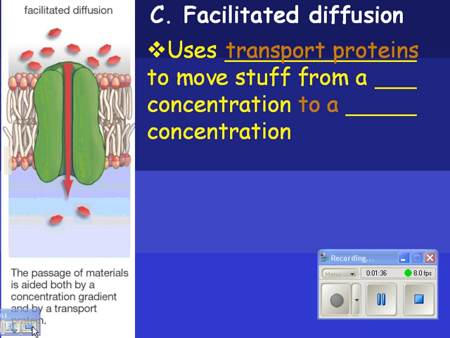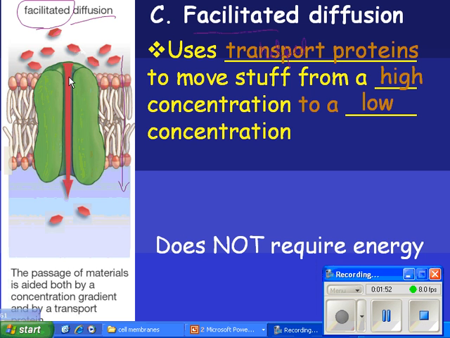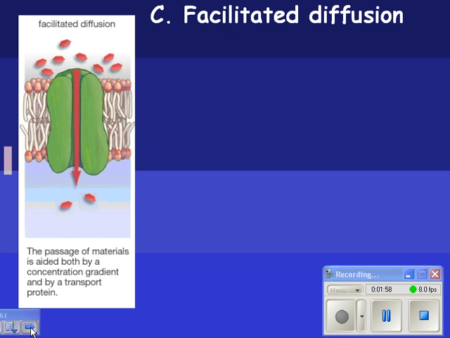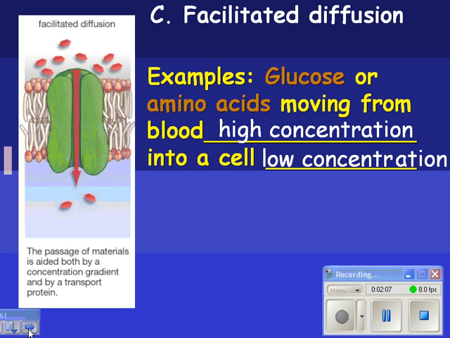So this uses transport proteins. There are other kinds of proteins in the cell membrane, but a transport protein transports or moves stuff. So it moves stuff from a high concentration to a low concentration. And this does not require energy because, again, you're just going from high concentration where there's a ton to low concentration. So glucose might be something that goes through a protein like that. Examples would include glucose or amino acids moving from blood, where there would be a high concentration, into a cell where there would be a low concentration.